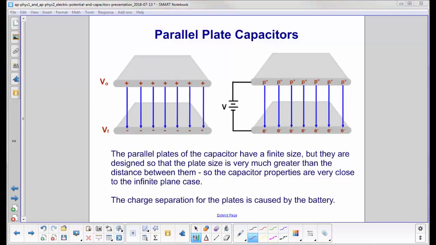The parallel plates of the capacitor have a finite size, but they're designed so that this plate size is very, very, very much greater than this distance between the plates. So if you're a charge anywhere around here, you think you're sandwiched between two infinite planes. So the capacitor properties are very close to the infinite plane case. And once again, the charge separation over here is caused by the battery.